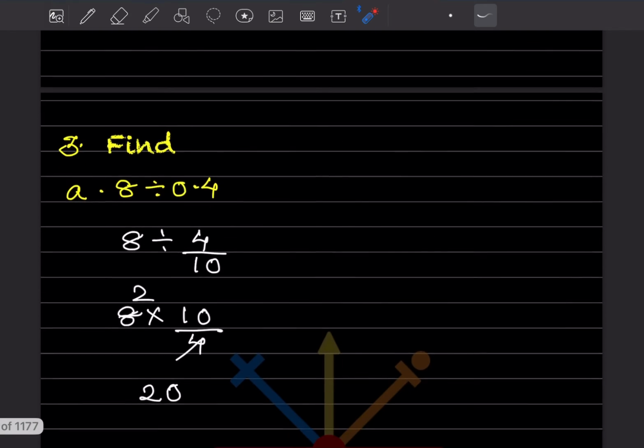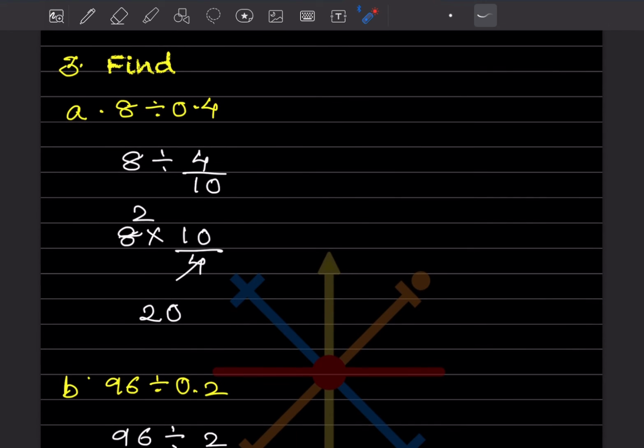So here the next one, that is 8 divided by 0.4. What we can do here, 8 divided by 0.4, we can write 0.4 as 4 by 10. So 8 stays as it is, this will be multiplied, so this is going to be the reciprocal. That will be 10 by 4. 4 ones are 4, 4 twos are 8. So this is going to be 20.